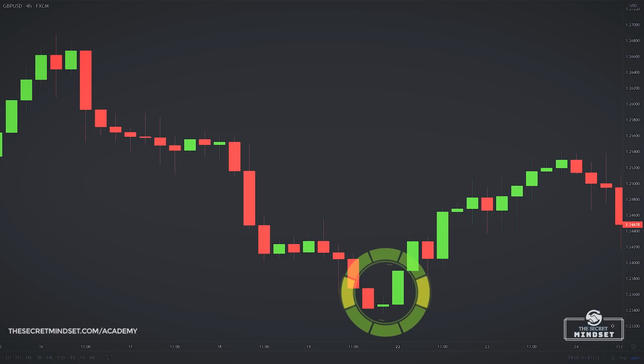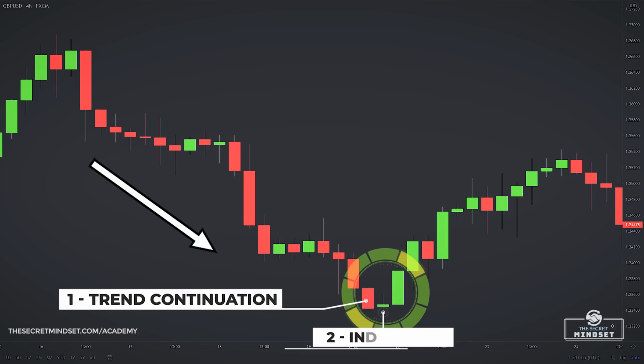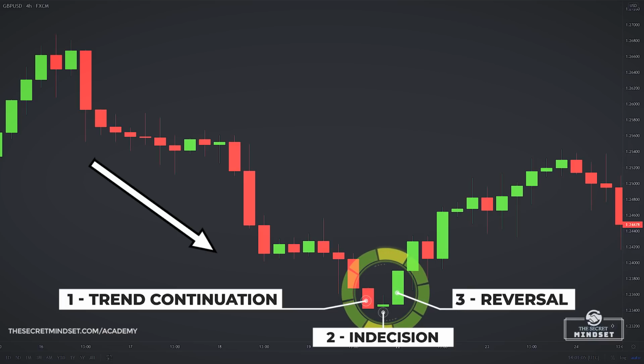Here the pattern occurred during an obvious bearish trend. The first candle confirmed the sellers' domination, and the second one produces indecision in the market. Basically, the second candle indicates that sellers were struggling to push the market lower. The third bullish candle indicates that buyers took control from sellers, and the market is likely to move upward.